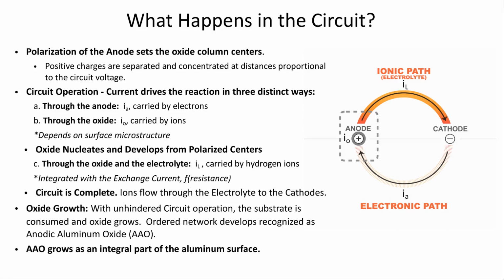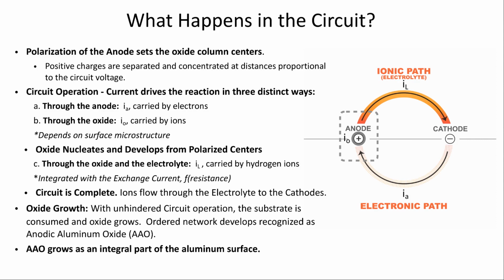This is done because polarization is a means by which, within the electric field, the internal bulk of the alloy shifts to maintain charge neutrality as we are polarizing the surface as an anode. In other words, it has a net positive charge. These positive charges separate and concentrate at distances proportional to the circuit voltage.